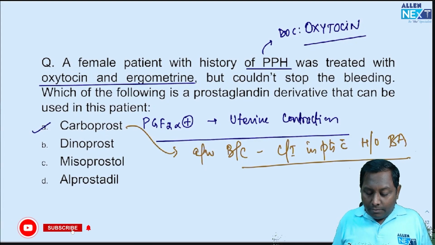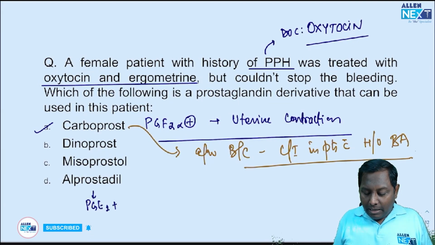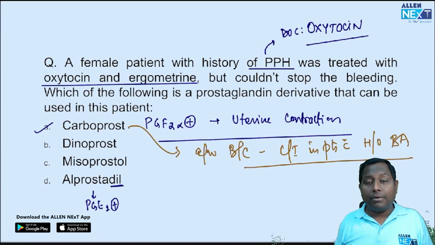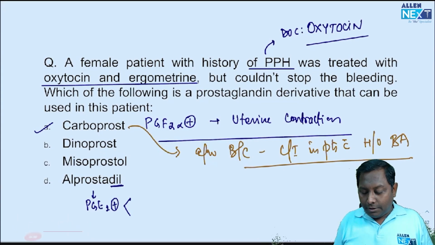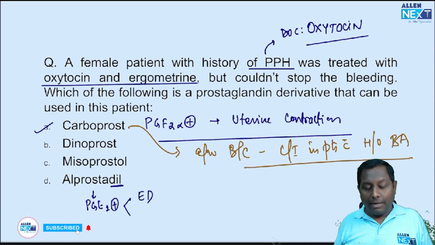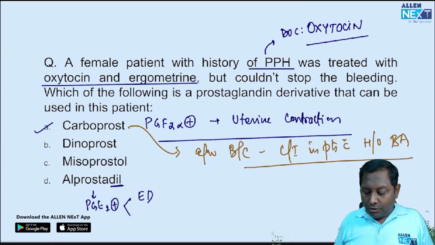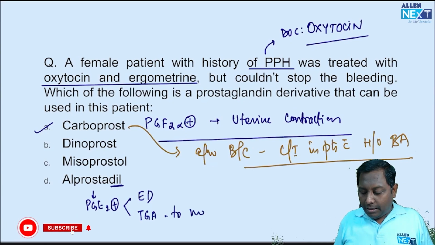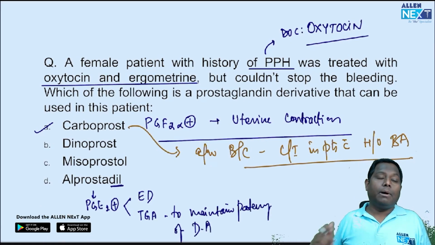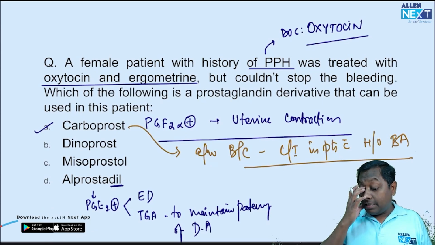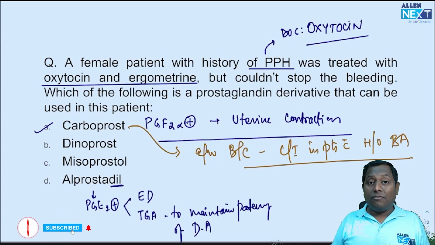Alprostadil is one of the PGE1 analogs. Alprostadil is a prostaglandin that works on the heart. I told you two important things related to the heart. One is erectile dysfunction, and the second is in transposition of great arteries, to maintain the patency of the ductus arteriosus. So these are two heart-related conditions, right? Erectile dysfunction and transposition of great arteries, that's a cardiac malformation that we see.